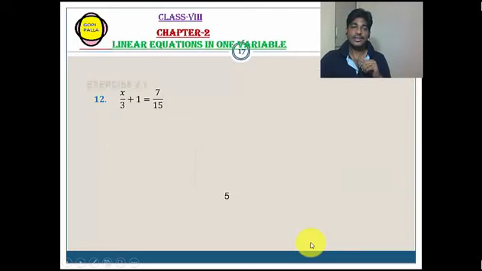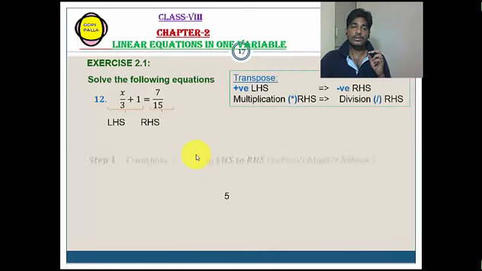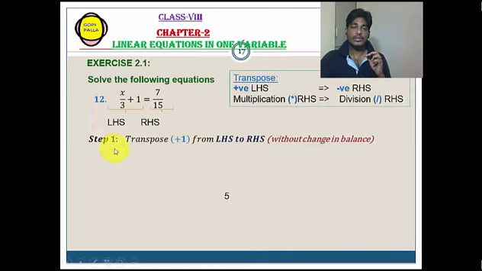So now exercise 2.1, the last question here is x by 3 plus 1 is equals to 7 by 15. Here first we will use the transpose concept. So in step 1, we should eliminate plus 1 by sending it from LHS to RHS, so plus 1 will become minus 1. So x by 3 is equals to 7 by 15 minus 1.